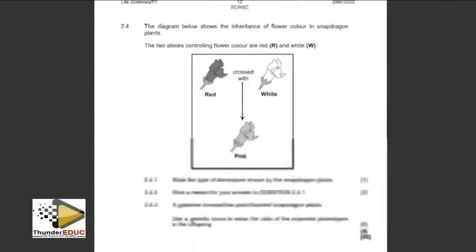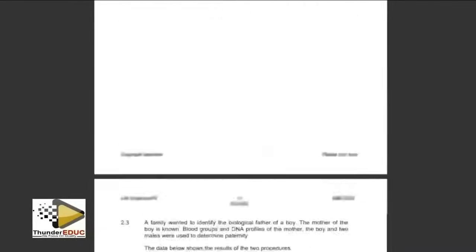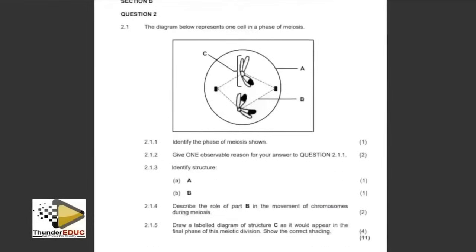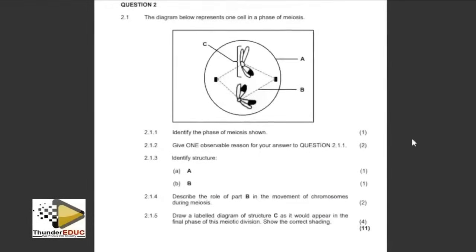Can we check and see? There is one question you usually lose marks. How many number of chromosomes? That question is always killing students.